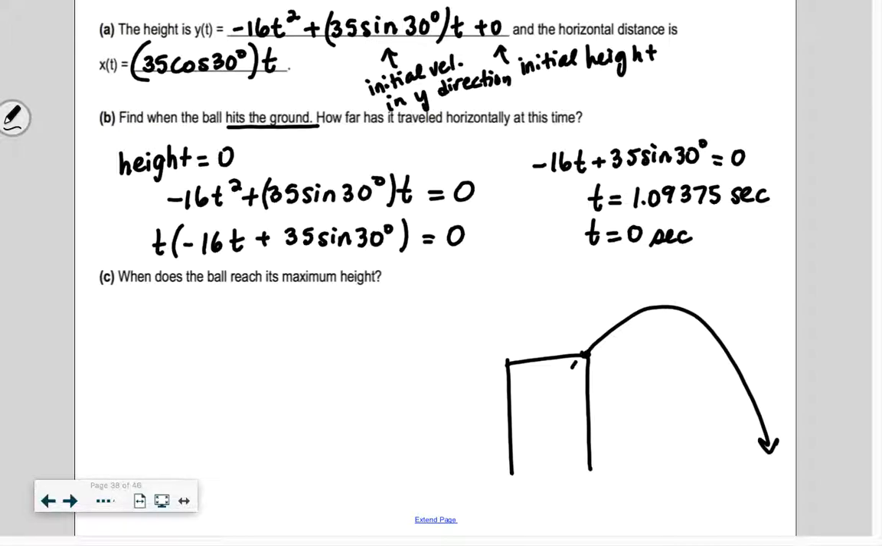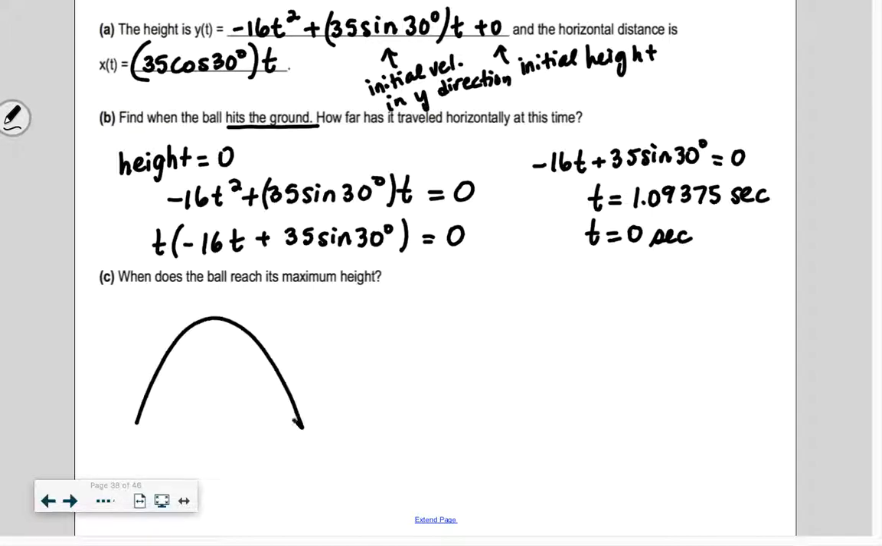Okay. All right, so when does the ball reach its maximum height? When you have a parabola and you're trying to figure out its maximum height, we can do this a couple different ways. We could use our calculator to find a maximum. We just found that we started at time 0 and we ended at 1.09375. What do you guys think the maximum height would be? It'd be right in the middle. We could divide by 2. It ends up being at 0.546875. I could round to 3 decimals too. That's when it's going to reach its maximum height.